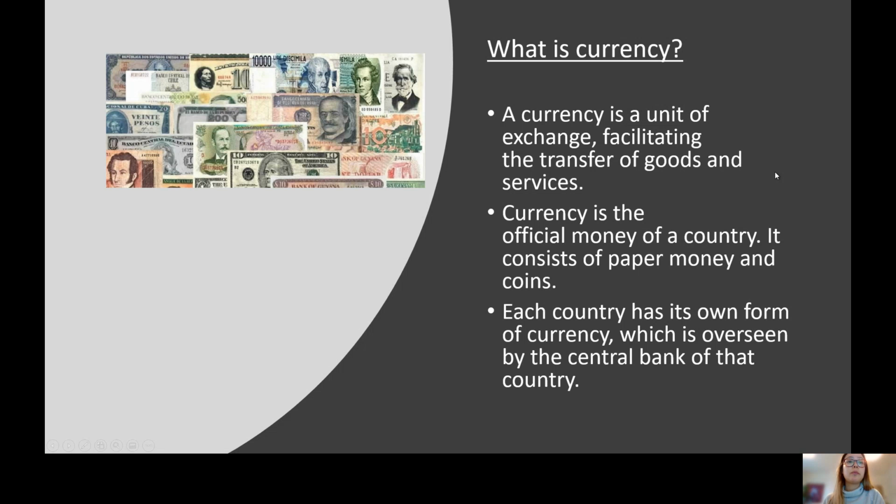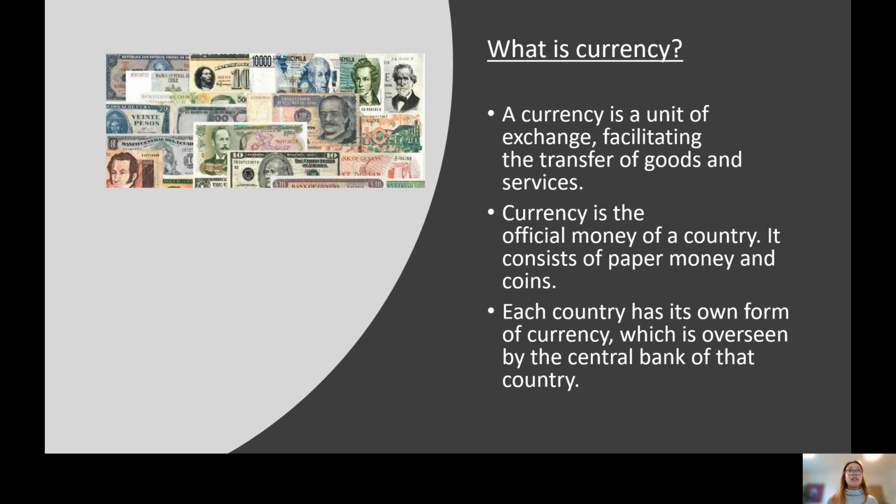So, first of all, what is currency? Currency is a unit of exchange facilitating the transfer of goods and services. Facilitating just means helps. I've got a picture here of lots of different types of currencies from different countries, and they all have different values, and the value of currency changes all the time. Currency is the official money of a country. It consists of paper money and coins, just like I showed you a minute ago.